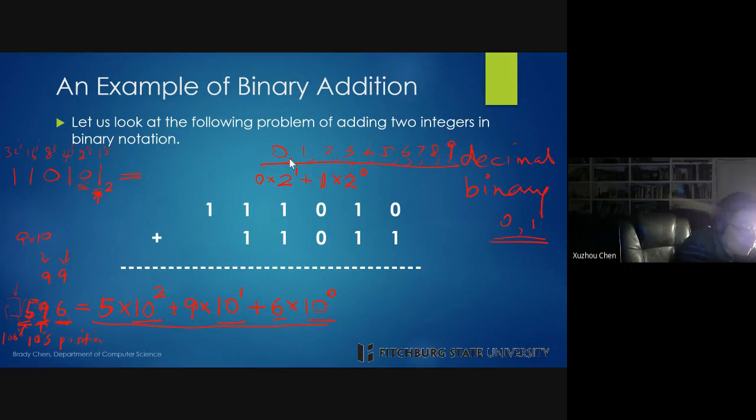And then the next position is the fours position. The value is 1, so it's 1 times 4, and 4 can be written as 2 squared. Then the next one is the eights position, which is 2 cubed, and the value is 0. And the next one is 1, but the position is the 16s position, which is 2 to the 4th.